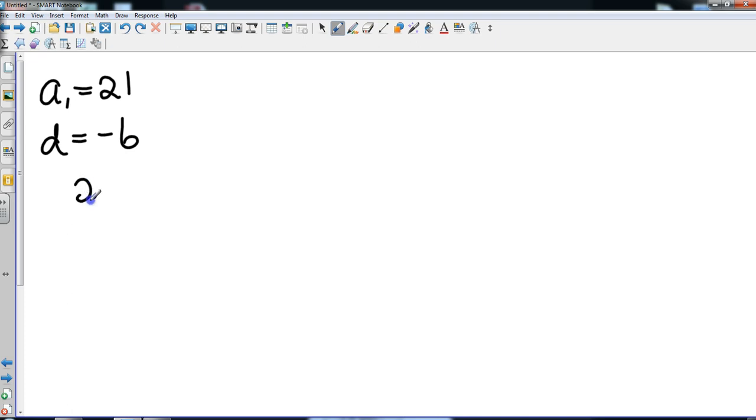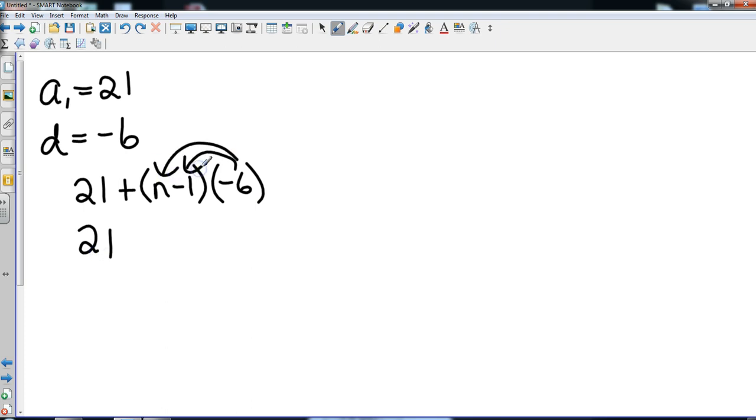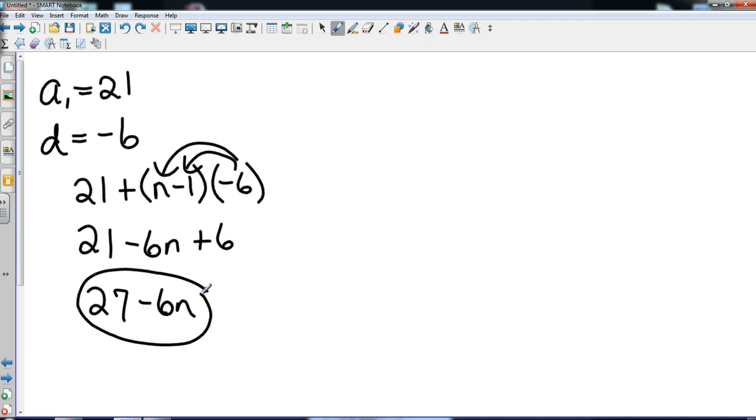So that's going to be 21 plus parentheses n minus 1. Again, I'm going to put the second one in parentheses times negative 6. So that gives me 21. Draw my stupid arrows. What's negative 6 times n? Negative 6n. And negative 6 times negative 1? Positive 6. So that's going to give me 27 minus 6n. Okay, again, or you could have put negative 6n plus 27. It's the exact same thing.